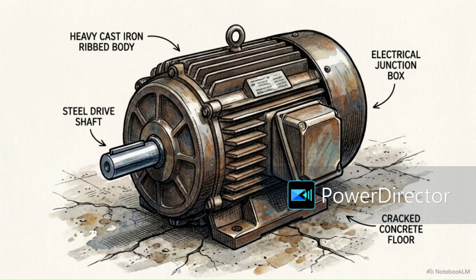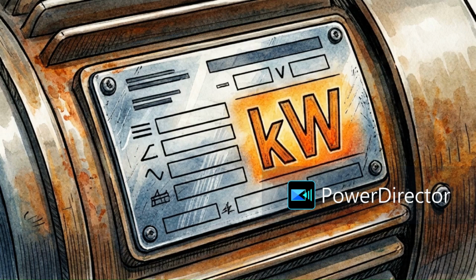Look at a standard industrial electric motor sitting on a factory floor. It's a heavy iron workhorse. Bolted to the side of the machine is a metal manufacturer's plaque. Stamped into that plate is a power rating measured in kilowatts.